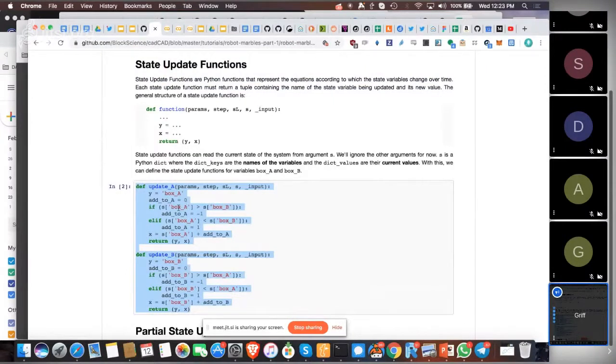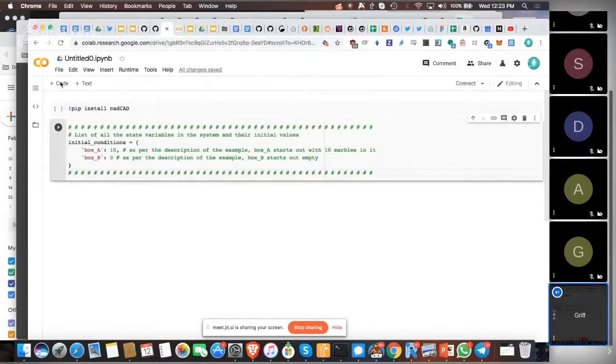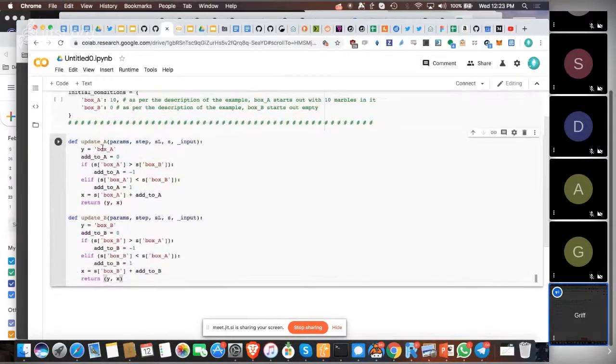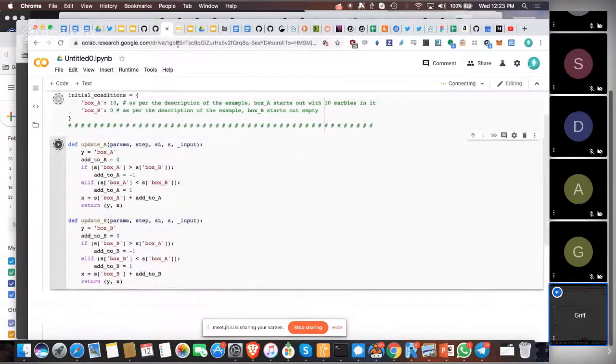You can spend more time trying to figure out, okay, it's moving from box A to box B: if box A is bigger than box B, subtract 1 from box A. If box A is less than box B, add 1 to box B. Okay, that all makes sense. Let's just add this in. I like to hit run all once in a while just to get things going, to see if I somehow made an error somewhere.